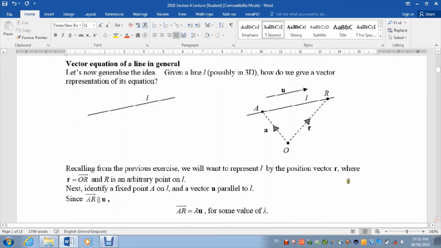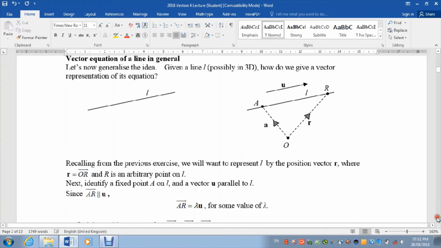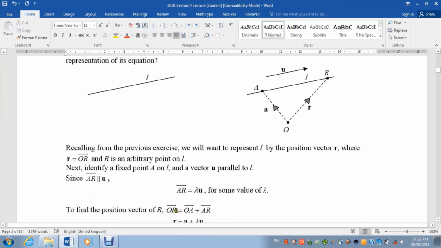Okay, so firstly, as I mentioned, U is something that is parallel to AR, meaning that your AR can be written as lambda U. Remember the goal is about making R the subject. So I want to try to express the vector R in terms of U and A, and this will lead me to OR is equals to OA plus AR.